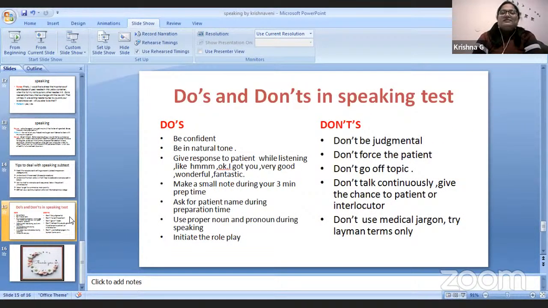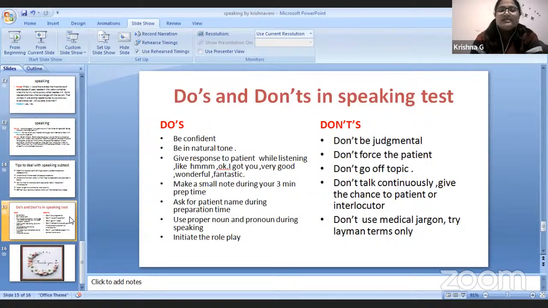Finally, as a candidate, there are things we have to do and things we should not do in the speaking test: the do's and don'ts. The do's: be confident, be in a natural tone, and give responses to the patient while listening, like, okay, I got you. Very good. Wonderful. Fantastic. If you give this kind of attention to the patient, they know that you are listening to them. And speaking is only audio recorded, not video, so they don't know what kind of gestures you are giving.